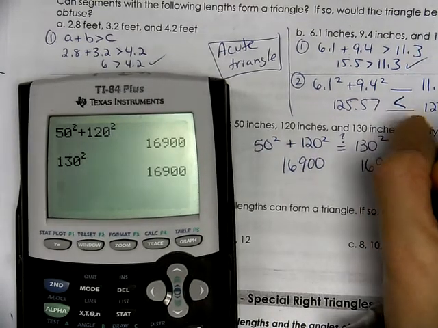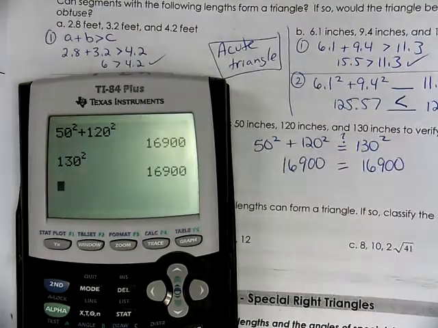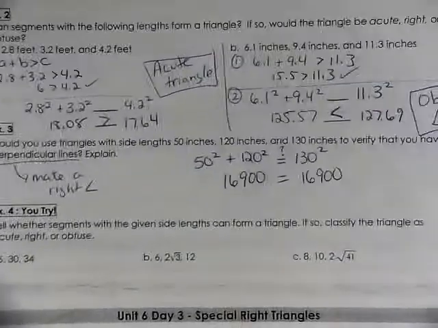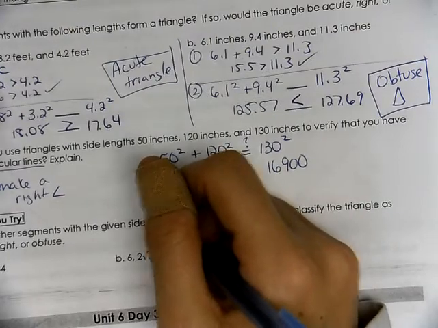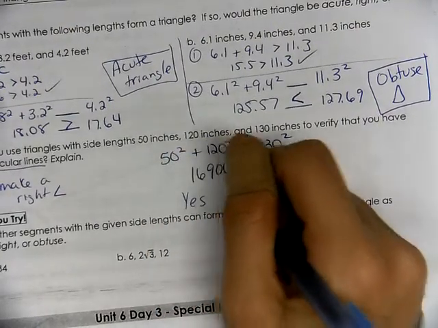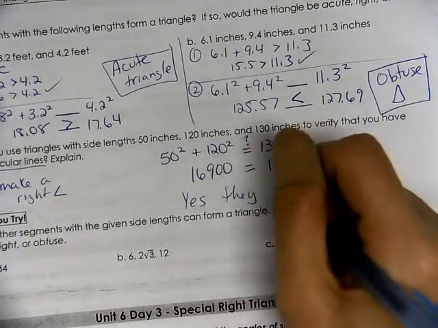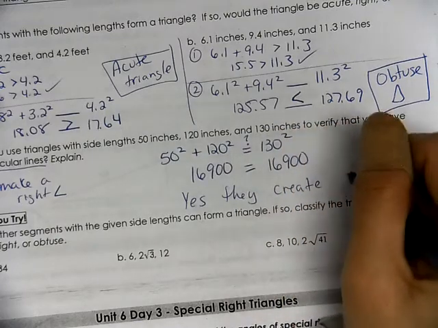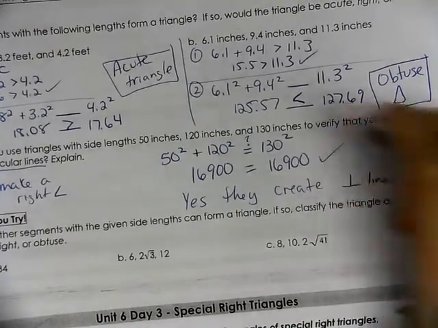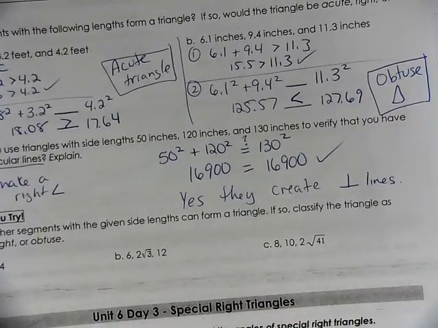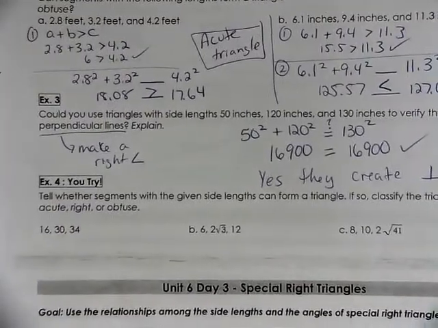So they're equal. So I have a right triangle. So we can say yes, they create perpendicular lines because they make a right triangle. Questions? Okay, I want you to try example 4 on your own.